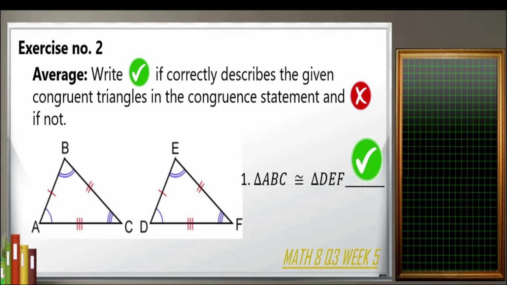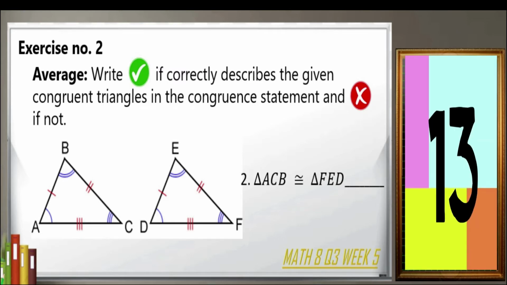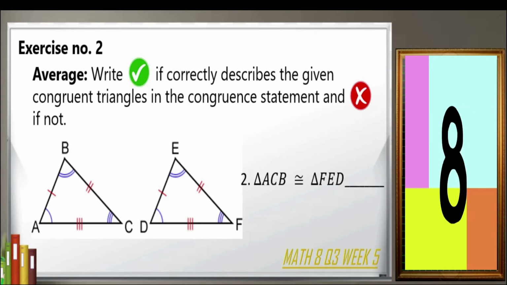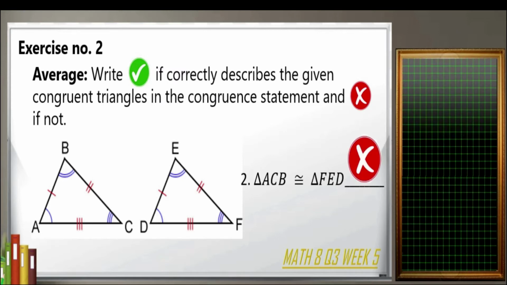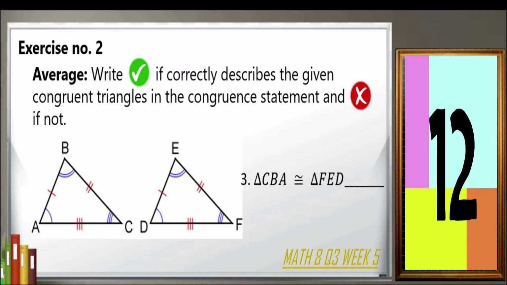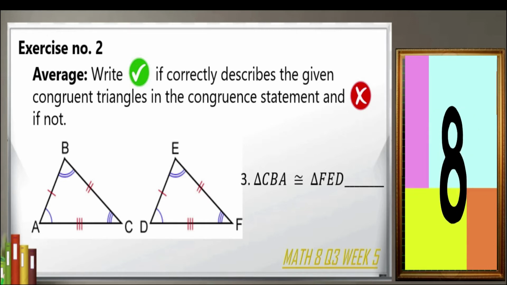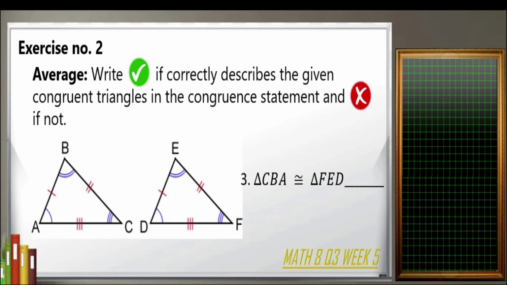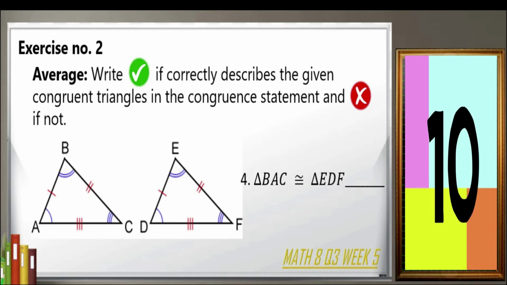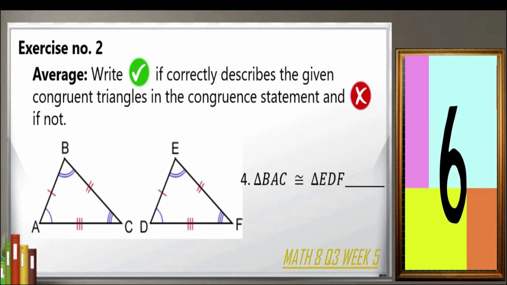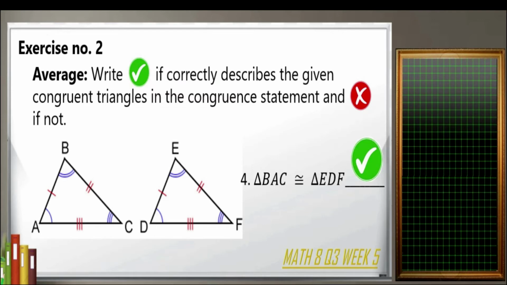Okay, number 1, that is check mark. Next, number 2. Okay, stop. The answer is cross mark. Next, number 3. The answer is check mark. Next, number 4. The answer is check mark. And last, number 5.